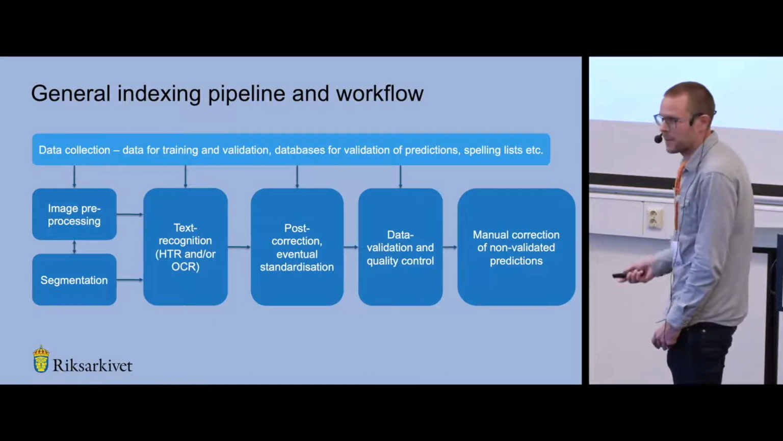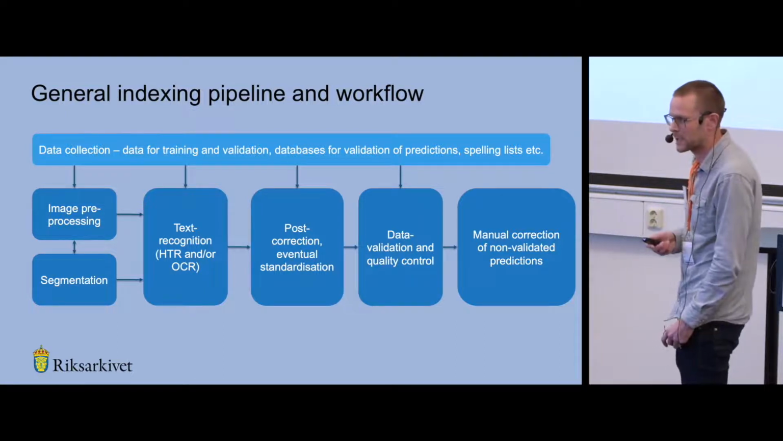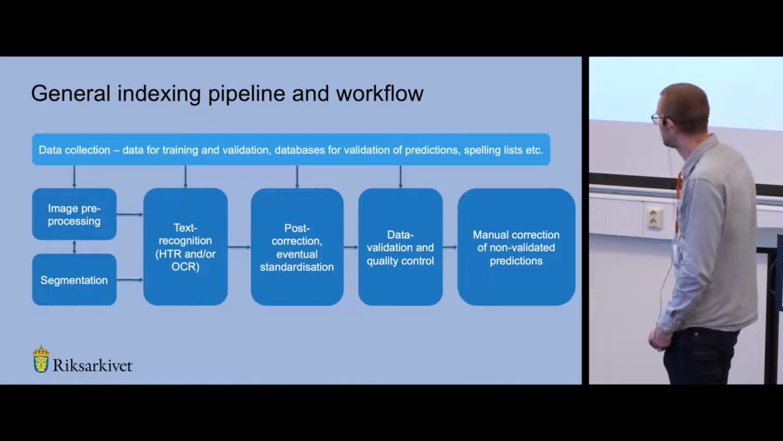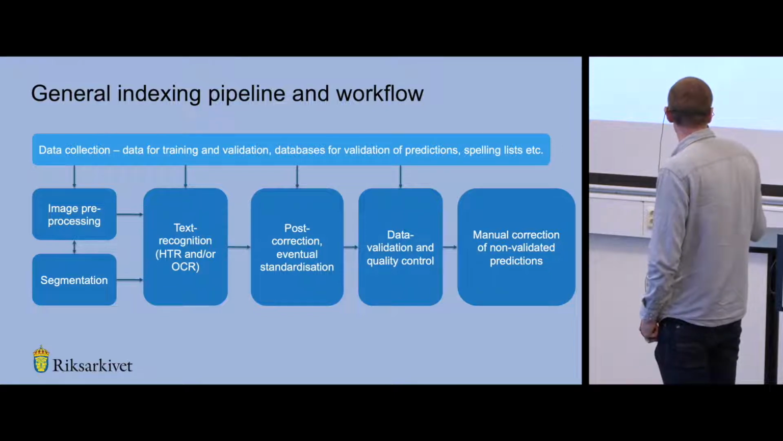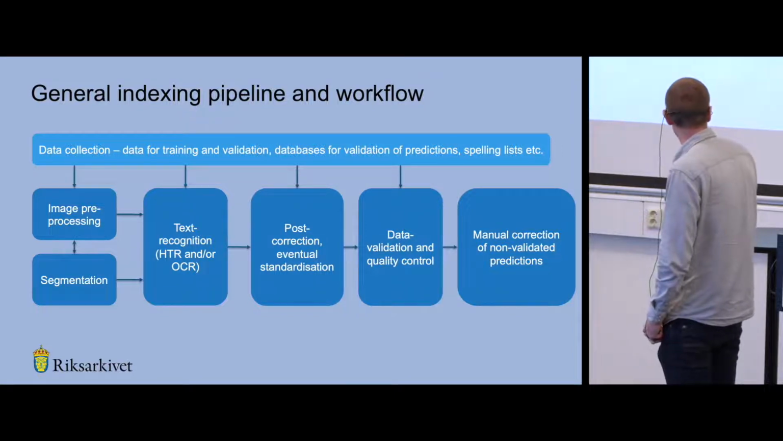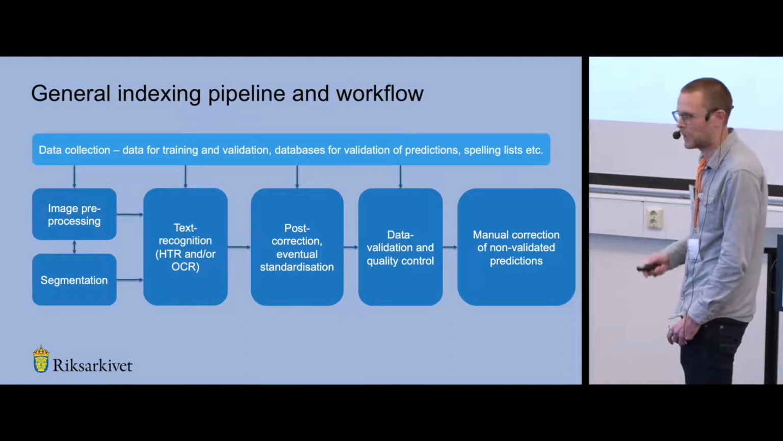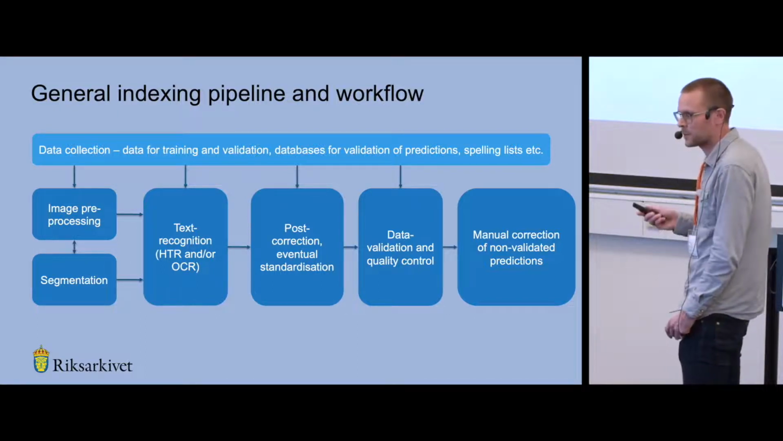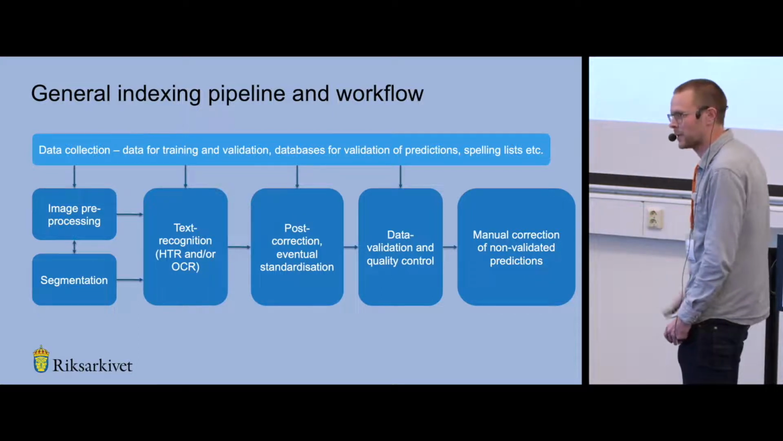And there are different methods for different archives. We work with databases for validation, databases that already exist. And the posts or the images that don't get validated get sent to manual correction in a program written for that specific purpose. So the goal is not to get to 100%, but to identify the false positives and correct them manually.